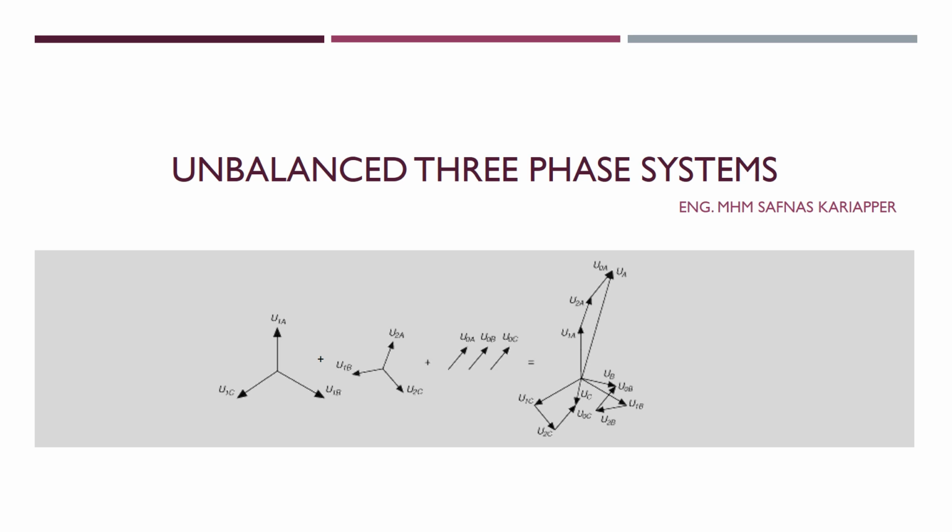So if you add all of them, you get UA, made of U1A, U2A, and U0A. U1A is the positive sequence component of A phase, U2A is the negative sequence component of A phase, and this is the zero sequence component. If you add all of them together, you will get UA, and similarly you can get UB.